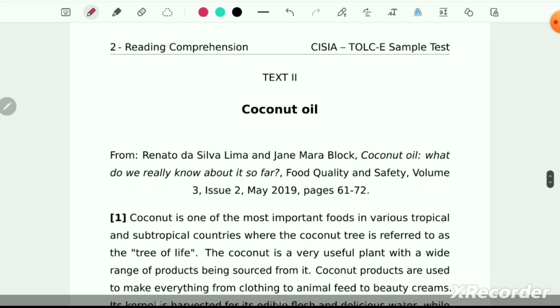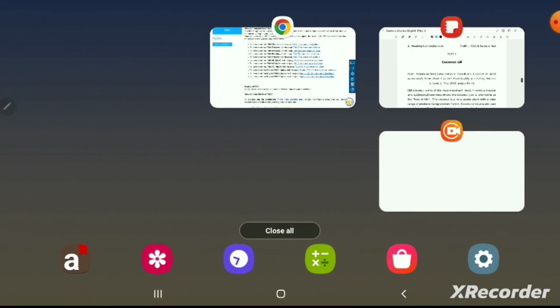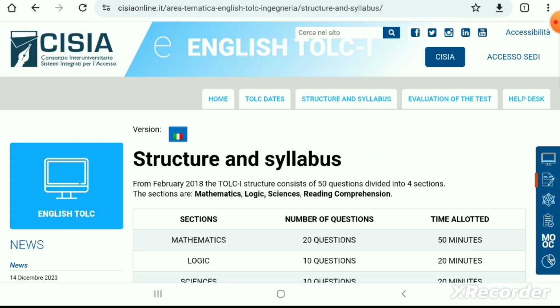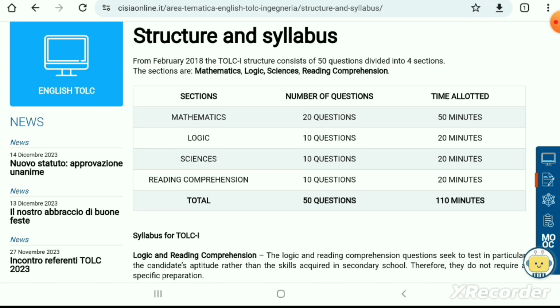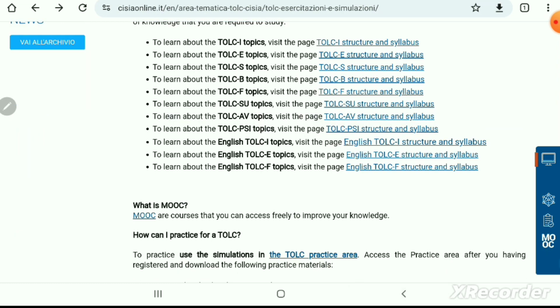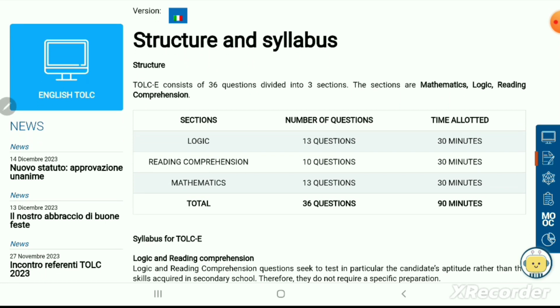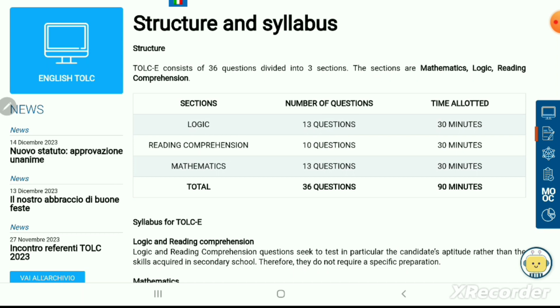So let's check the timing and question structure for TOLC-I and E. Okay, first of all, TOLC-I. Here you can see reading comprehension has 10 questions, 2 passages and 20 minutes. That means you have 10 minutes per passage. How about TOLC-E? In this case also 10 questions, but your time is 30 minutes. So for those wishing to sit for the TOLC-E exam, you have 10 minutes more for reading comprehension.